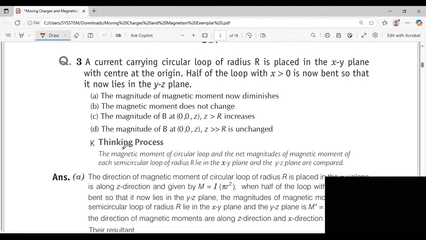This is an MCQ question, and this question also has four options. Option A: the magnitude of the magnetic moment now diminishes. The magnetic moment does not change. The magnitude of B at (0, 0, z), z greater than r, increases. The magnitude of B at (0, 0, z), z far greater than r, is unchanged. So the correct option of this question is A.